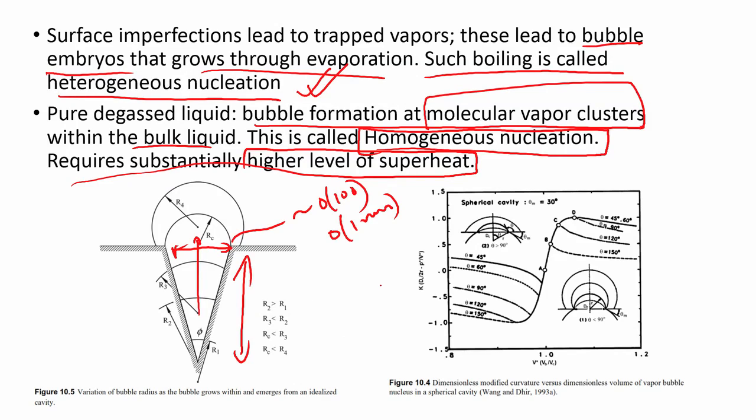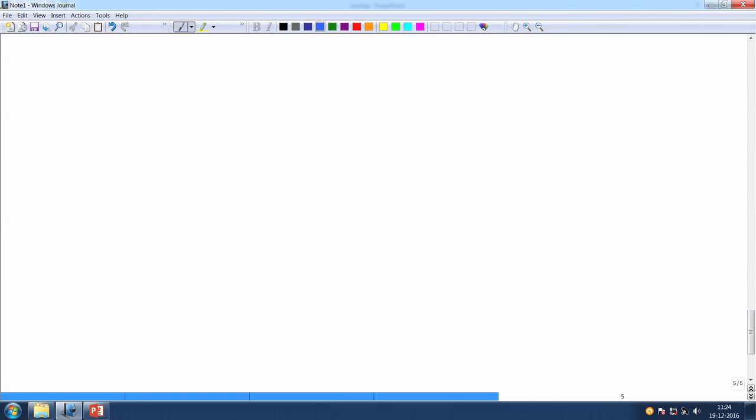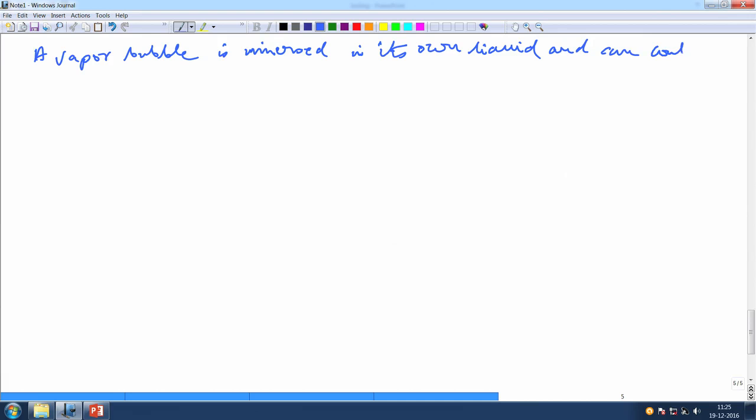how we can analyze these kind of problems in a little bit more detail. So, let us go and do that. We start with a problem in which a vapor bubble, and this would not be very difficult, a vapor bubble is immersed in its own liquid, and can contain non-condensable gases.